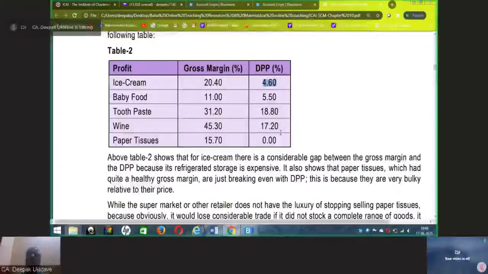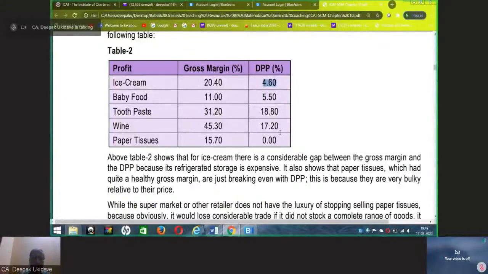So you say gross margin is a misnomer. Misnomer. You can take down this: misnomer. Misnomer means misleading. Gross margin is a misnomer. It gives a misleading picture of product profitability. The real profitability of the product is reflected by DPP, direct product profitability. So, ice cream, we have seen one example. I gave you example of paper tissues.